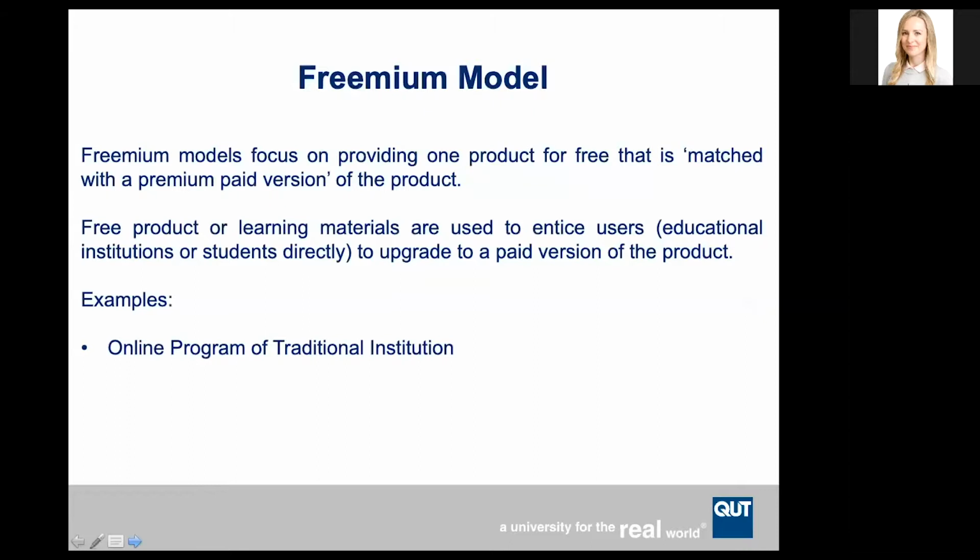The next model, which I don't actually have up there, is the selling course experience model, which is very similar to the online program of traditional institution. But this is looking specifically at the course being free, and one aspect of the textbook is free, but then students have to pay to access another aspect of the educational experience, such as, say, the schedule or feedback on assessments. So it's looking at monetizing one aspect in order to give away something else.